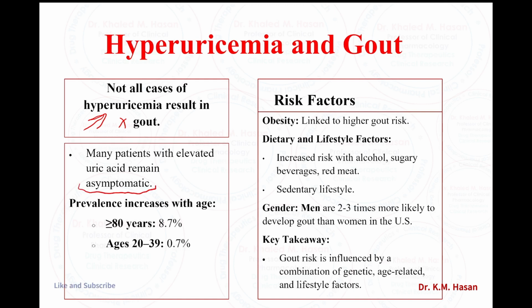The prevalence: they found gout increases with increasing age. At age 80 and above, about 7.8% suffer from gout. Between age 20 to 39, they found 0.7% suffer from gout. So as you can see, with increasing age, there is increased risk of gout. This is number one, the age risk factor.